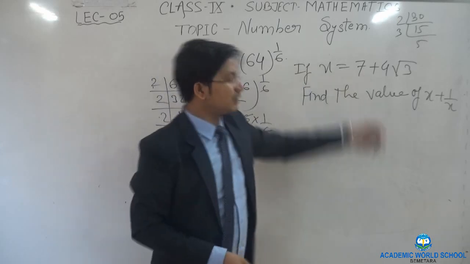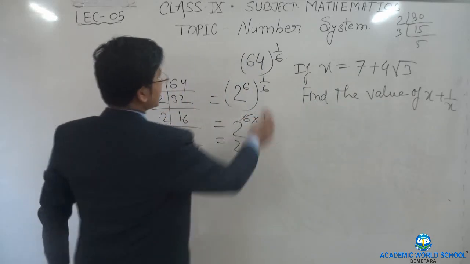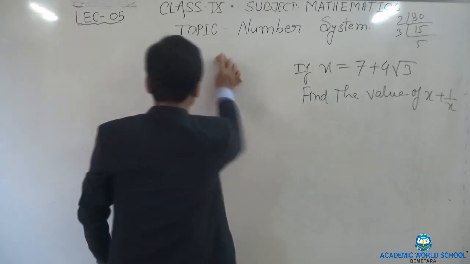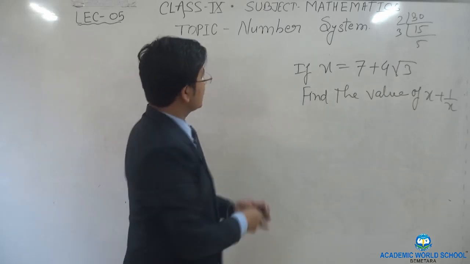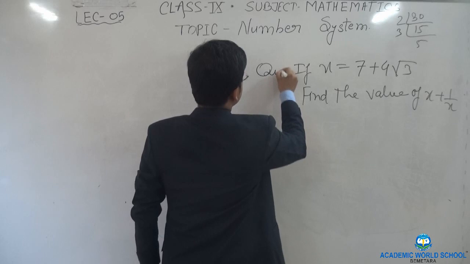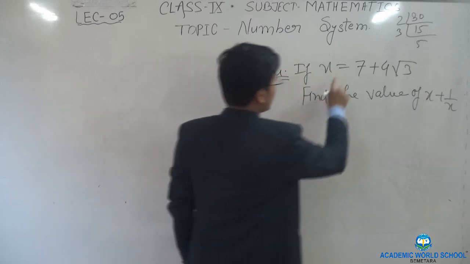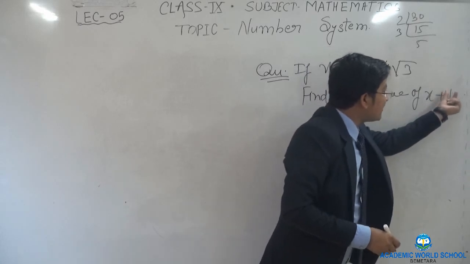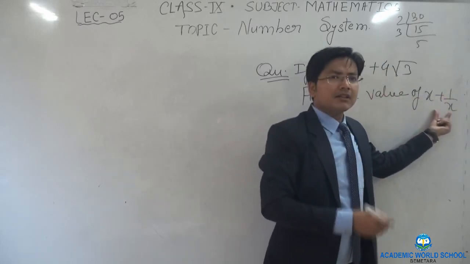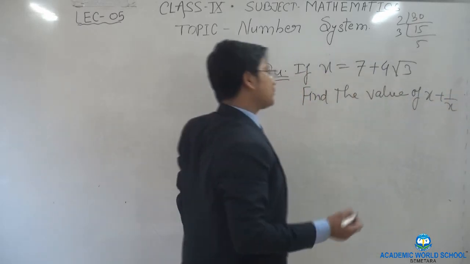This is a very important question. So how to solve this? We already have x. We need to find the value of 1 upon x, and then we have to add.